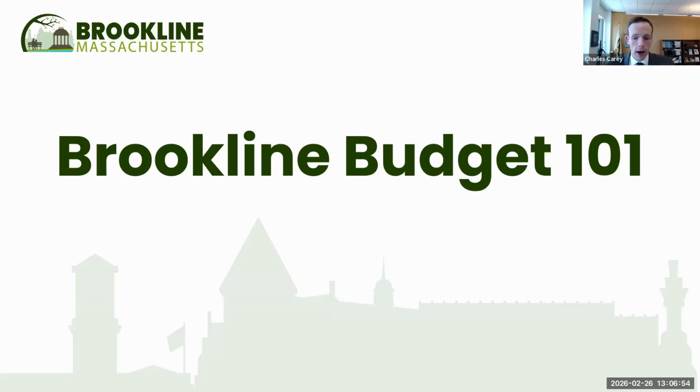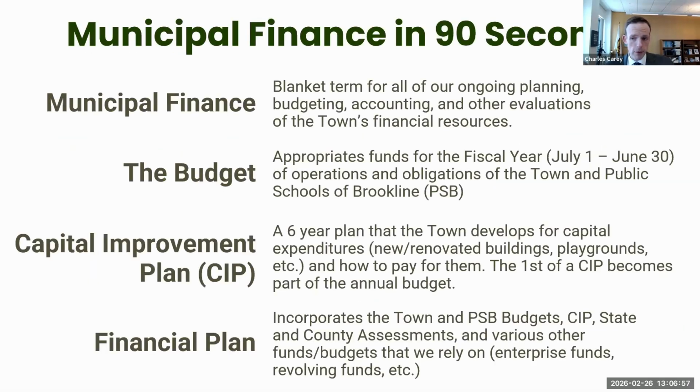To kick it off, I want to talk about municipal finance in 90 seconds. Municipal finance is a blanket term for all of our ongoing planning, budgeting, accounting, and evaluation of the town's financial resources. The budget itself lasts for one fiscal year, running from July 1st through June 30th. Right now we are in fiscal year 26, which lasts until June 30th, and July 1st of 2026 will begin fiscal year 2027.